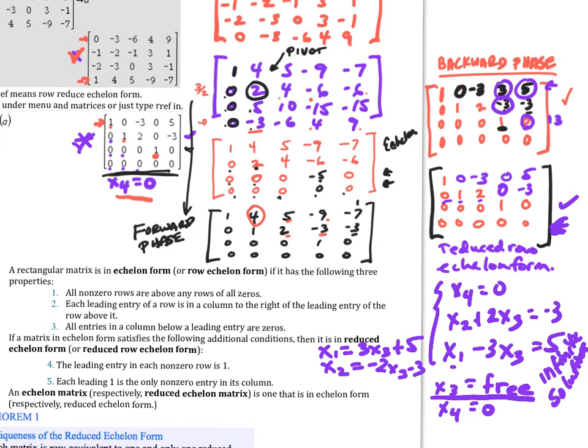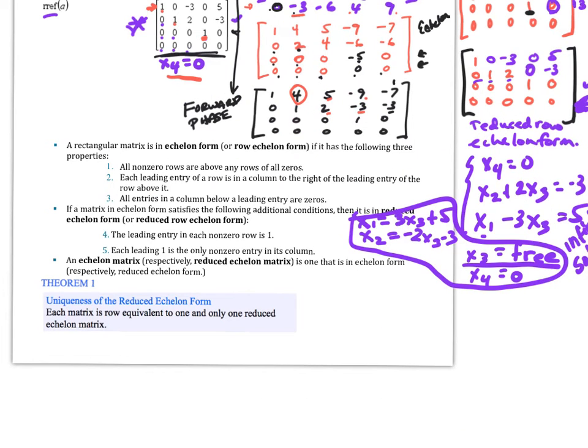Okay, so this is what we're doing right here, and this is how we would write our solution, even though I'm running out of room. Sorry about that. So here's how we define all this stuff. A rectangular matrix is in echelon form if it has the following 3 properties. The first one is all non-zero rows are above any rows of all zeros, so put all your 0 rows at the bottom. The second one is each leading entry of a row is in a column to the right of a leading entry of the row above it.